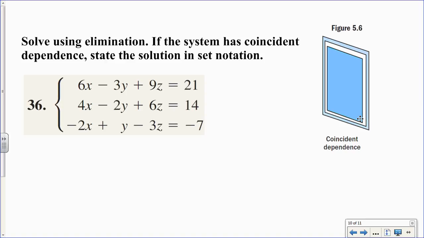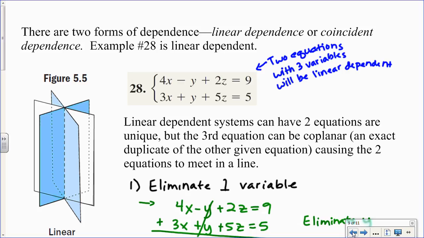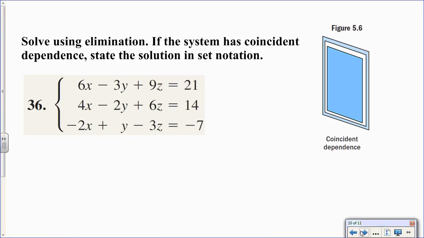Okay, so linear dependent systems have 2 equations that are identical. Or we could say it the other way, where 2 equations are different. So if you're starting with just 2 different equations, then it's linear dependent. Okay, coincident dependence, all 3 are identical. And by identical, we don't necessarily mean that they are the exact numbers, but they're just multiples of each other. So let's just look at this and solve how we normally would, because there's 3 equations, 3 variables.